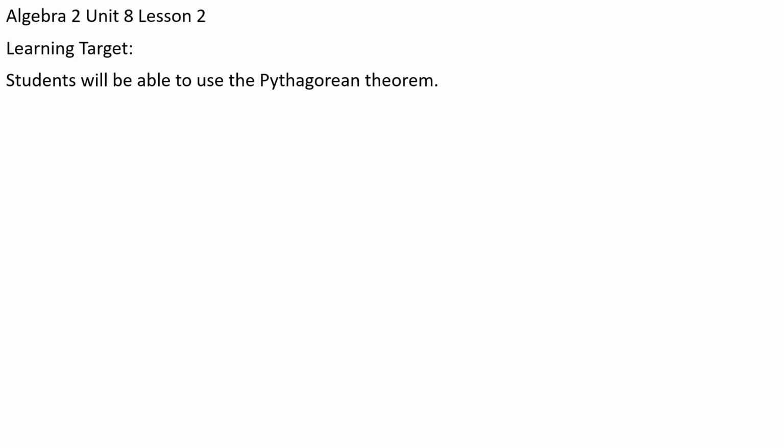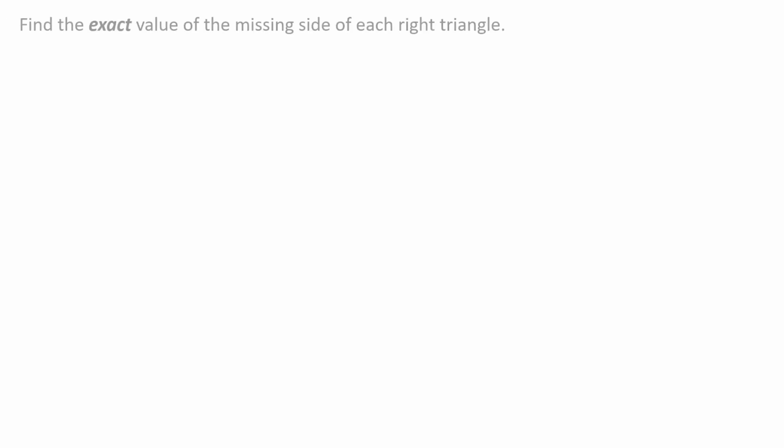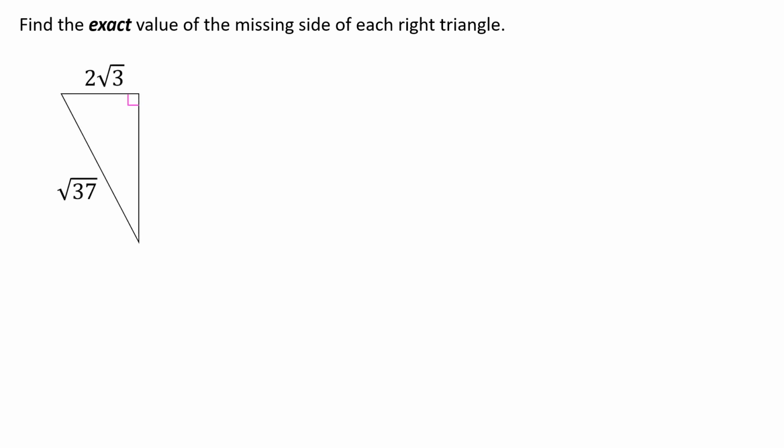Hey, it looks like it is another lesson using the Pythagorean theorem. And just like the previous lesson, we just want to find the exact value of the missing sides of each right triangle. Oh my goodness, look what we get to play with this time. Well, what am I going to write down first? A squared plus b squared equals c squared. I always write that down.